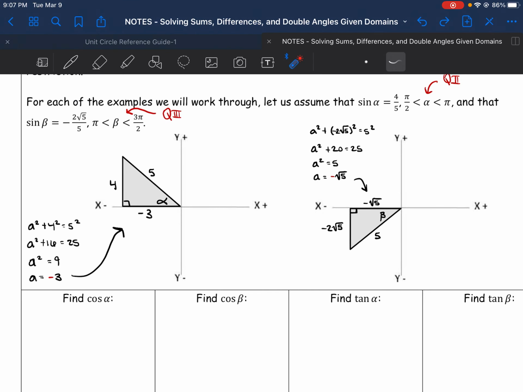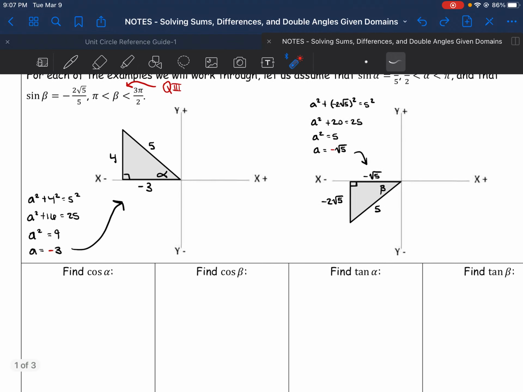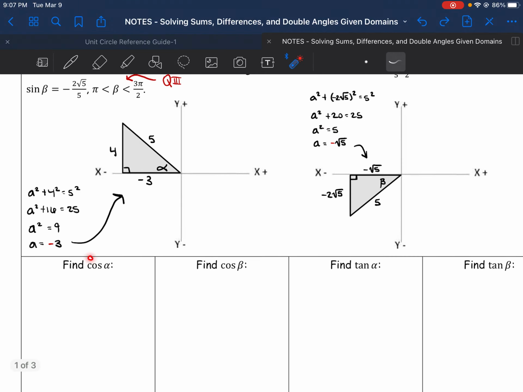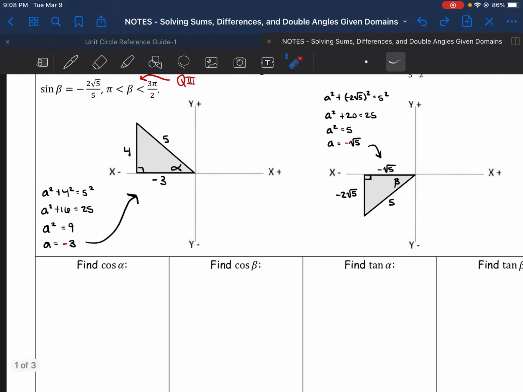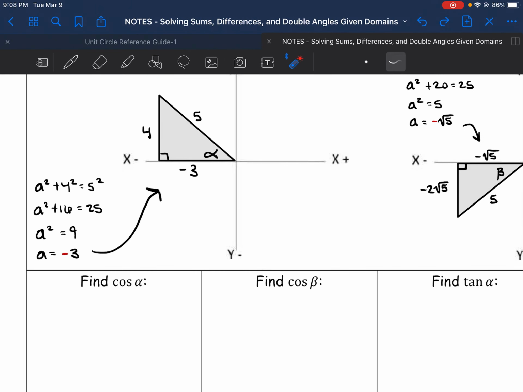Okay, so there's our two triangles in the two different quadrants. And using this information, we want to calculate the cosine of alpha, the cosine of beta, the tangent of alpha, and the tangent of beta. So starting with the cosine of alpha.